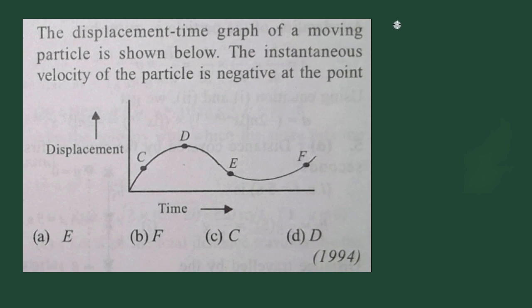So here we have an actual question that was asked in the year 1994. Probably this is before the NEET examination. It was called AIIMT. So the question can be seen here. The displacement time graph of a particle moving in one dimension is shown, and what is the instantaneous velocity of the particle at the points C, D, E and F. And once you determine the instantaneous velocity, you can determine whether it is positive or negative. So there are two concepts involved here.